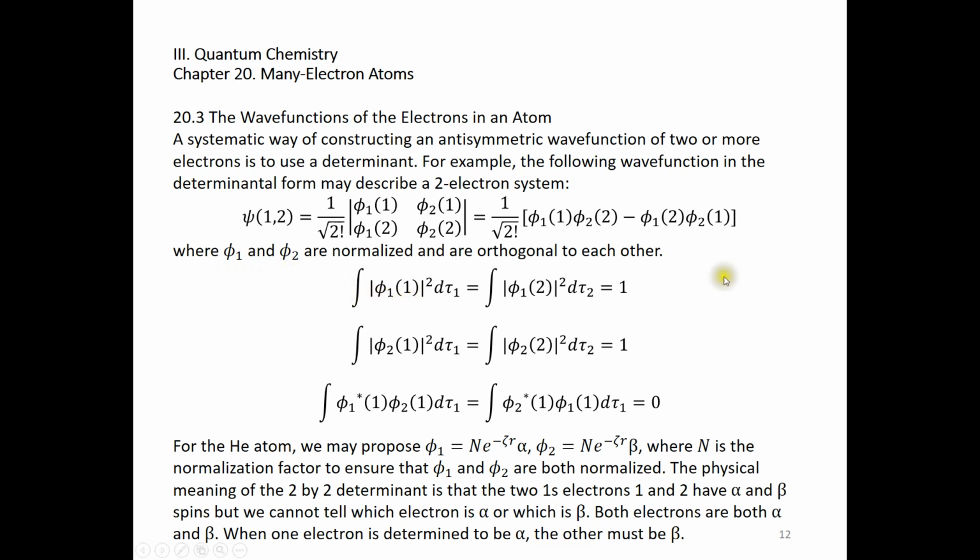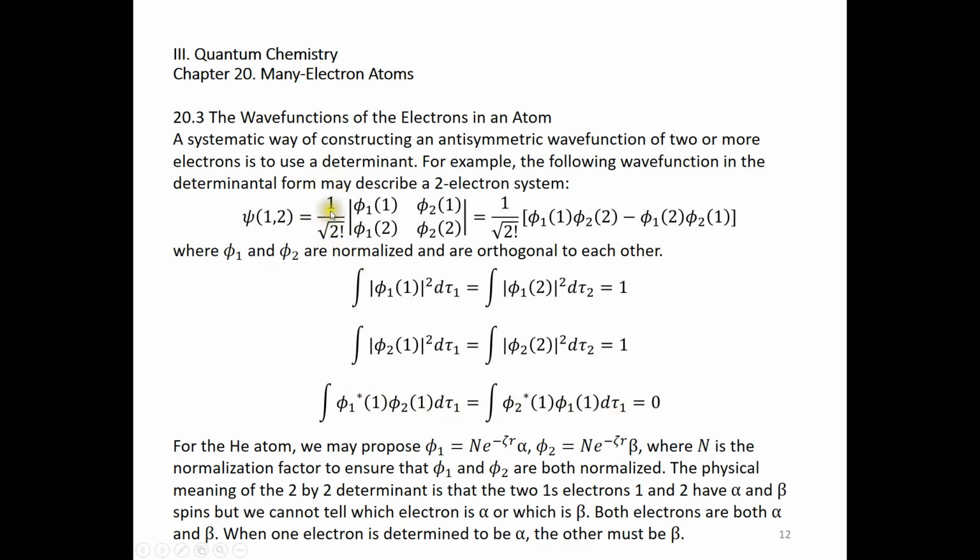So here, this is what it means to be normalized. The integral of phi 1 squared d tau is always 1. The integral of phi 2 squared d tau is always 1. Phi 1 and phi 2 are orthogonal to each other. That means the integral of phi 1 star times phi 2 is 0. The integral of phi 2 star times phi 1 equals 0.